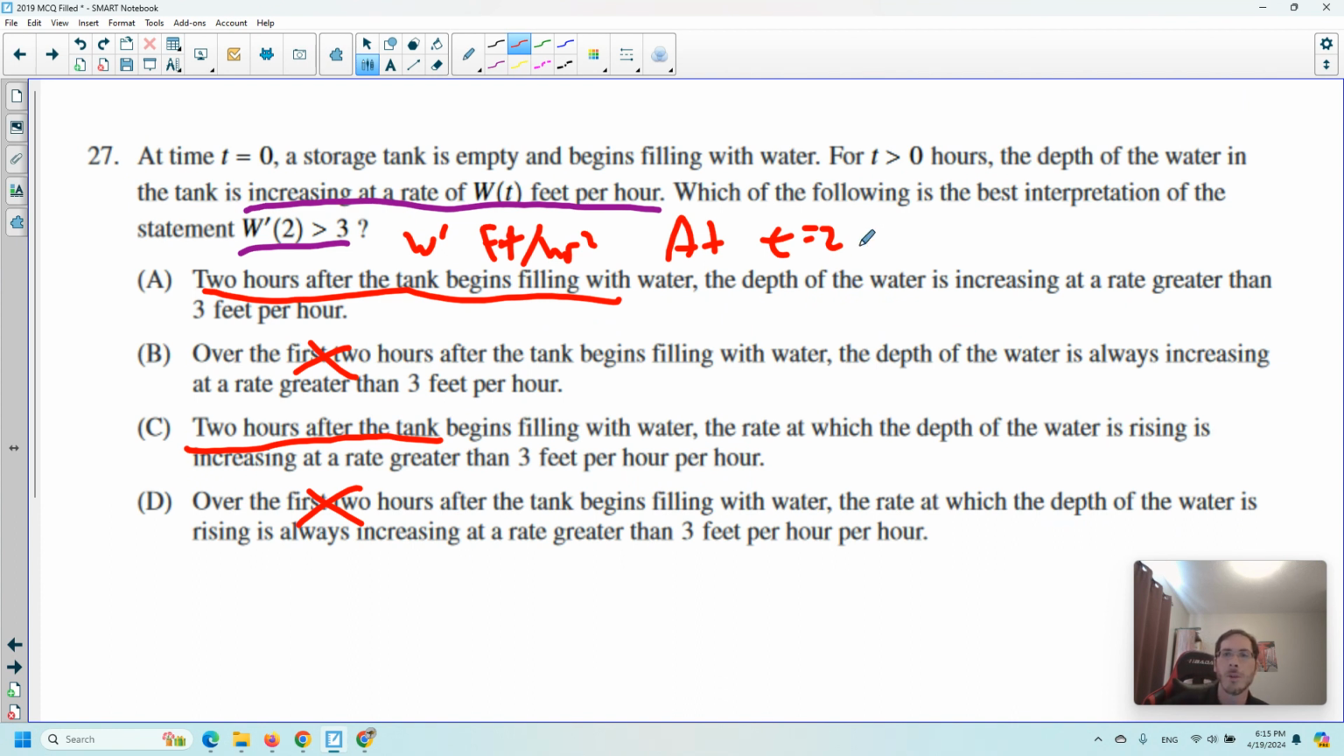All right, depth of the water is increasing at a rate greater than 3 feet per hour. Well, that's wrong, because we said we wanted to have these units. 3 feet per hour. There we go. All right, so we just had to logic that one out. That one is derivative in context.